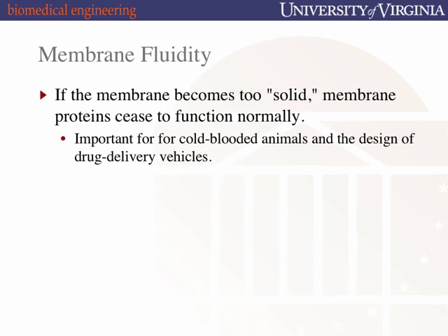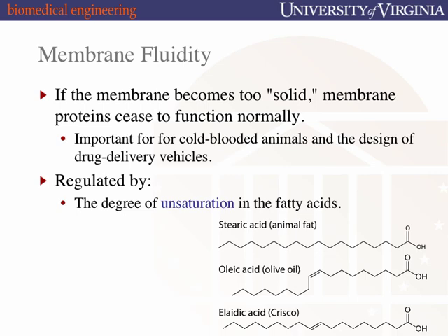All right, so where we left off was this idea of membrane fluidity. Remember, we talked briefly about if the membrane becomes too solid, then it ceases its normal functions because we restrict diffusion of those proteins within that fluid lipid bilayer. This is obviously pretty critical for cold-blooded animals, and is also very important in the design of drug delivery vehicles. We want those membranes also to be pretty fluid, and so there are a lot of design components that go into that. And then again, remember real quickly that we described that fluidity of the membrane and regulators of the fluidity of that membrane being things like temperature, right, that help increase the energy within that lipid bilayer, but also the degree of unsaturation. Someone want to remind us what saturation means versus unsaturated?